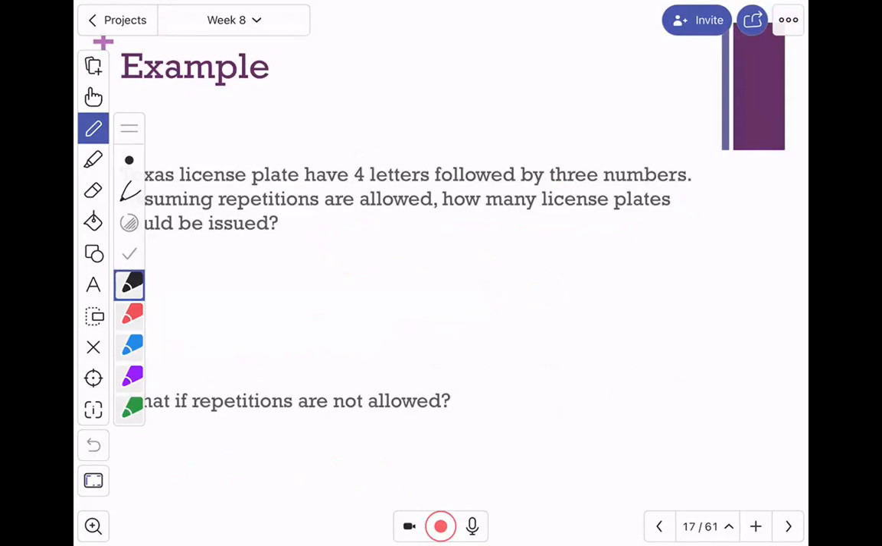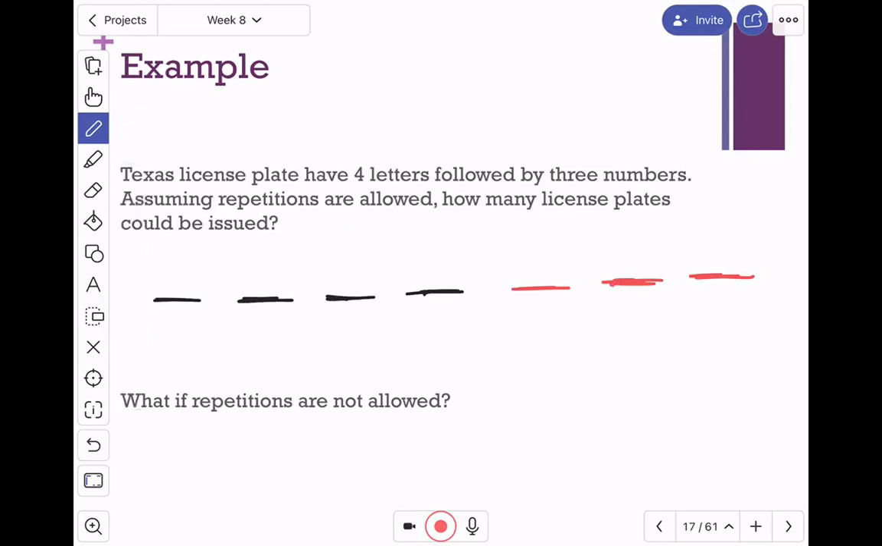Now, we're going to extend it a little bit here. Texas license plates have 4 letters followed by 3 numbers. Assuming repetitions are allowed, how many license plates could be issued? So let's draw this out. In a Texas license plate, you would have 4 letters, and then these are your numbers, right? So the question becomes this.